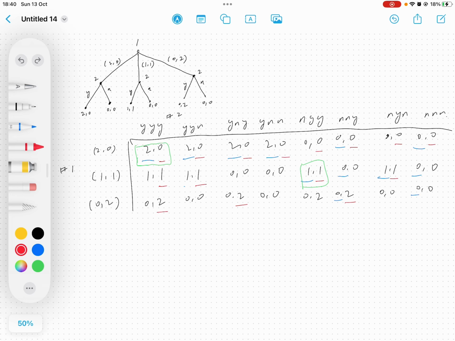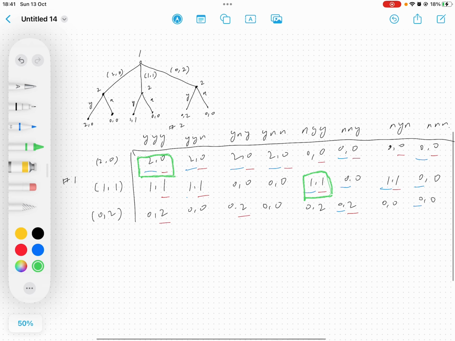So the only two plausible, or reasonable, outcomes are those two that we have labeled in green. Player 1 plays 2-0 and player 2 has a plan of YYY, or player 1's plan is 1-1 and player 2's plan is NYY. Let's have a look at those two outcomes.